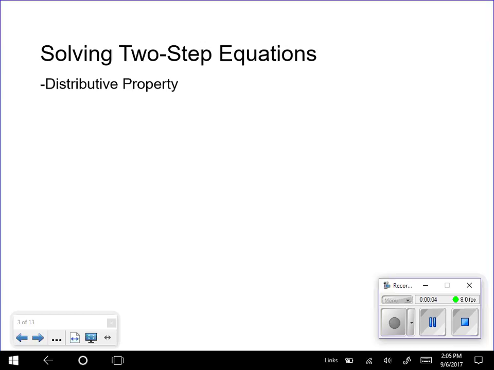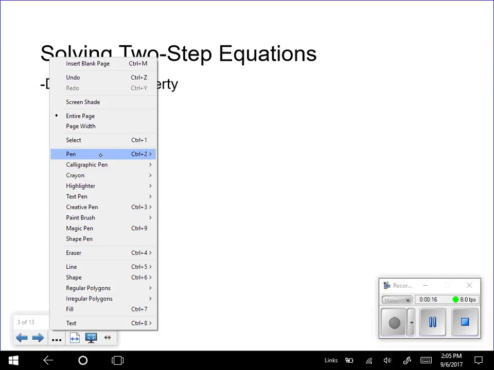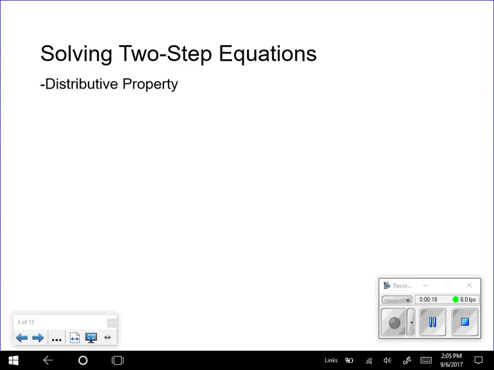Today we're moving on from our one-step equations and we're going to jump into two-step equations. So we're going to be adding a step to our whole process. We're also going to talk about, as we have listed here, the distributive property. The distributive property you've probably seen before. We're going to use that within equations, and we're going to talk about how it works and then how to solve equations with the distributive property present.